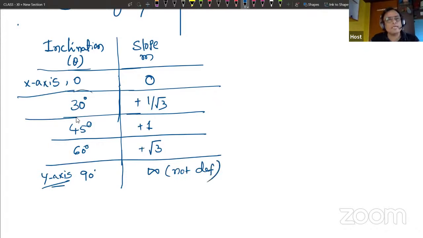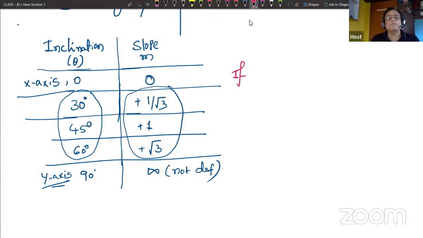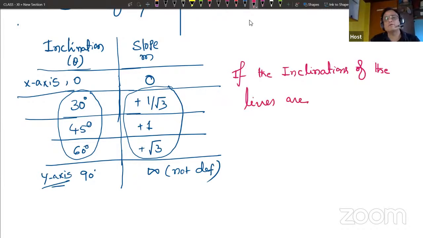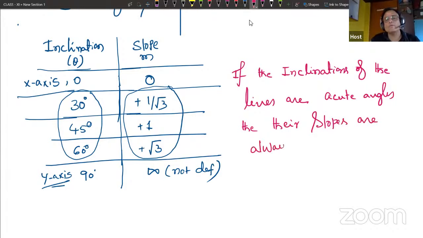Clearly, you see that 30, 45, 60 are acute angles, and all the slopes of those lines are positive. I already gave this in the beginning. Once again, for your reference, I'll write: if the inclinations of the lines are acute angles, then their slopes are always positive.